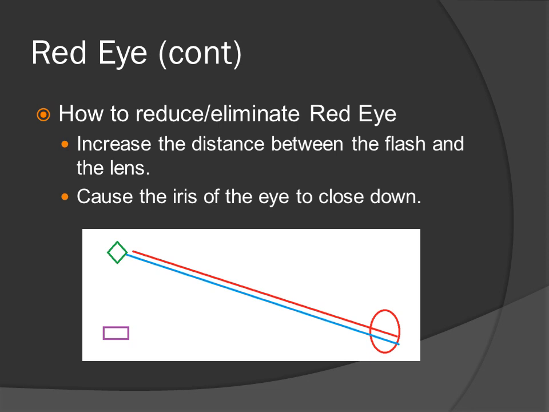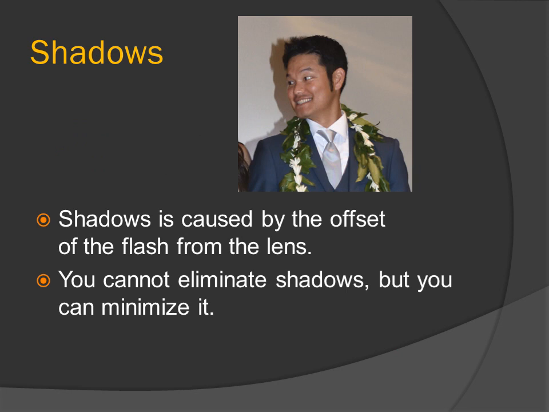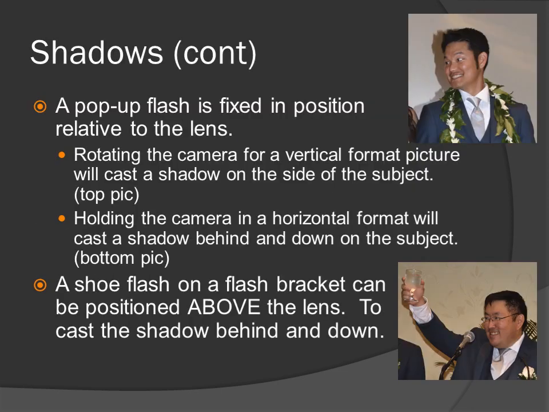Shadows. Shadows are caused by the offset of the flash from the lens. You cannot eliminate shadows, but you can minimize them. A pop-up flash is fixed in position relative to the lens. If you rotate the camera for a vertical format picture, it will cast a shadow on the side of the subject, as in the top picture. I rotated the camera to the right. The pop-up flash is on the right of the camera, hits the subject and casts a shadow to the left of the subject.